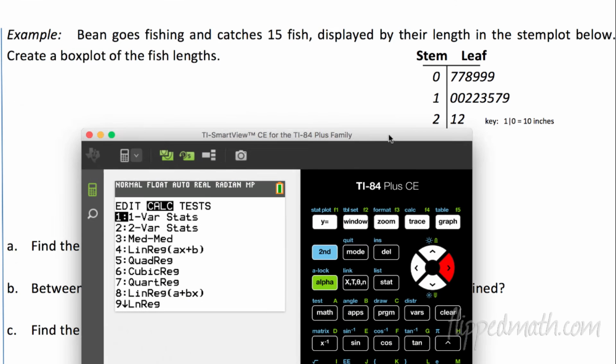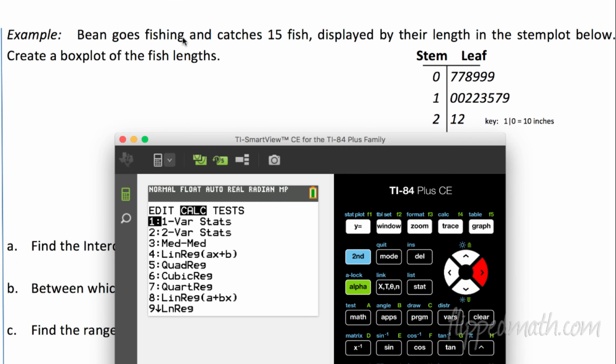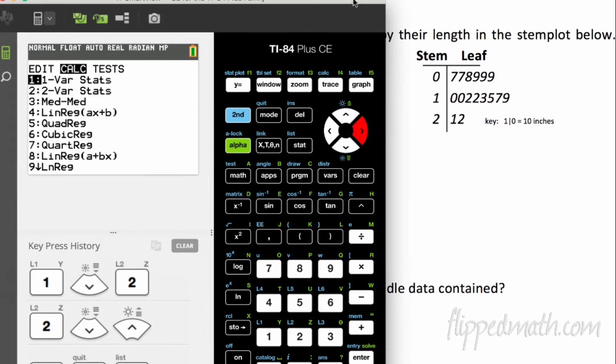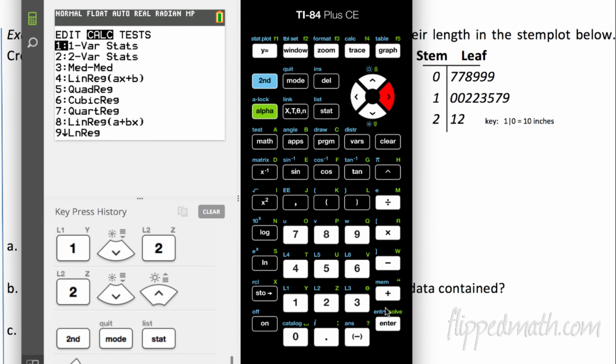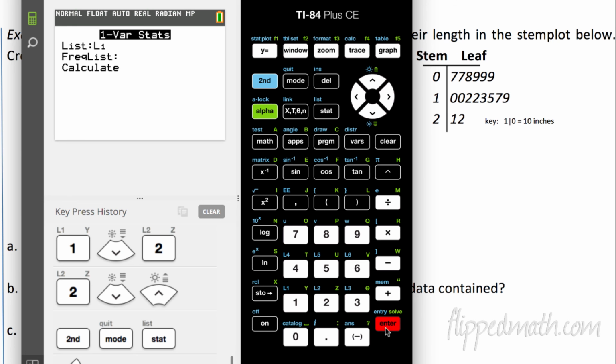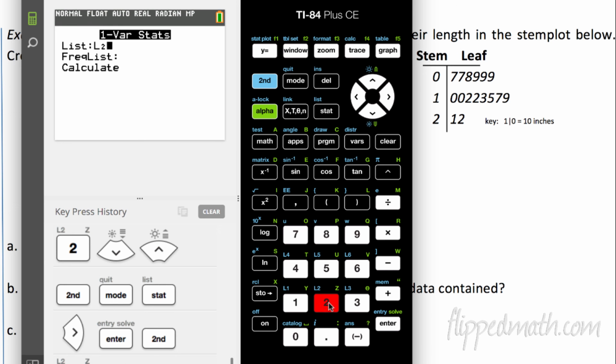In this particular stem and leaf plot, we're talking about Bean going fishing, and these are the lengths of 15 fish. Earlier it was the number of points scored. There's only one thing that we're counting. So we want to figure out the one variable statistics. When you hit enter, you come to this screen. Which list do we want? Well, currently we're working in list 2. So I'm just going to put list 2 there. The frequency list, you don't have to worry about that right now. But then we go down to calculate and you hit enter.